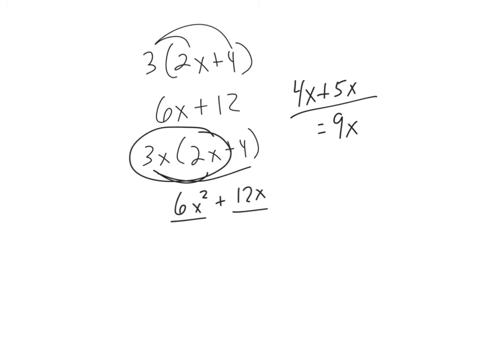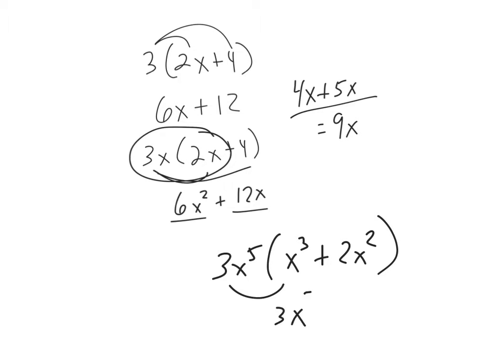So we might have something like 3x to the 5th times x to the 3rd plus 2x squared. Well, that's going to be 3x to the 8th, just following the rules that we did in the last chapter. And then this would be 6x to the 7th. 3 times 2 is 6. X to the 5th and x to the 2nd makes x to the 7th. That's kind of what we're skipping. It's nothing groundbreaking. It's something that we've already done. We're just combining two of those things that we did. That's all.